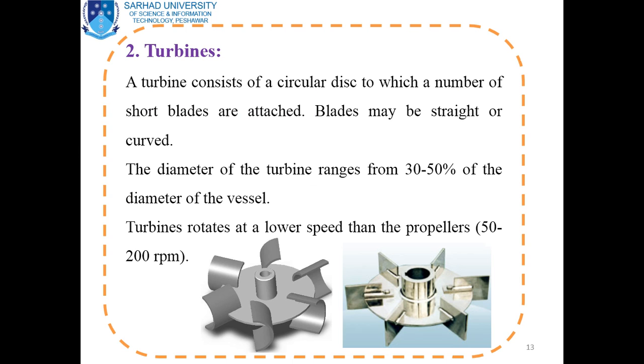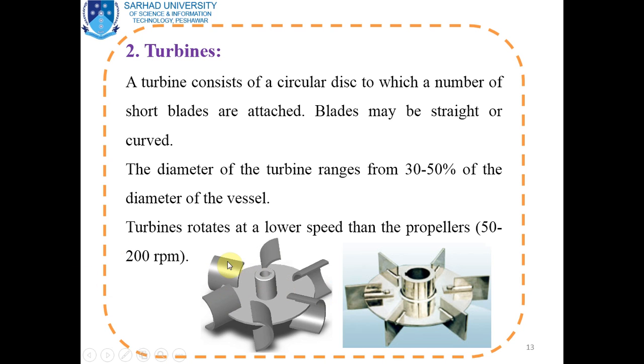The second class of mixing device is termed as turbines. Turbines consist of a circular disc. You can see on the screen at the bottom a circular disc. It is the first one. On the right side you can see the circular disc as well. One is a circular disc to which a number of short blades are attached.